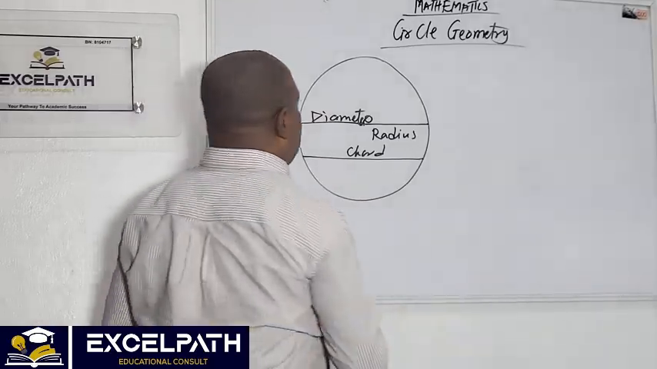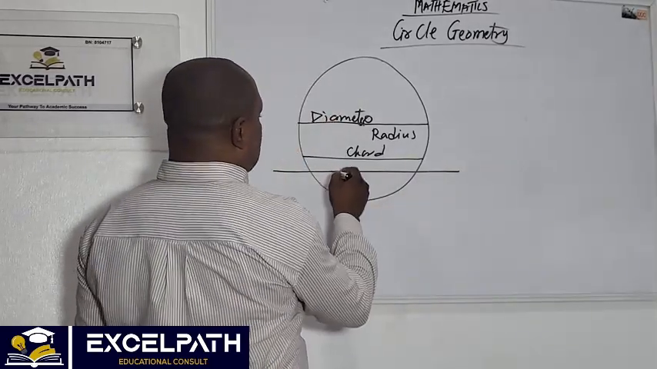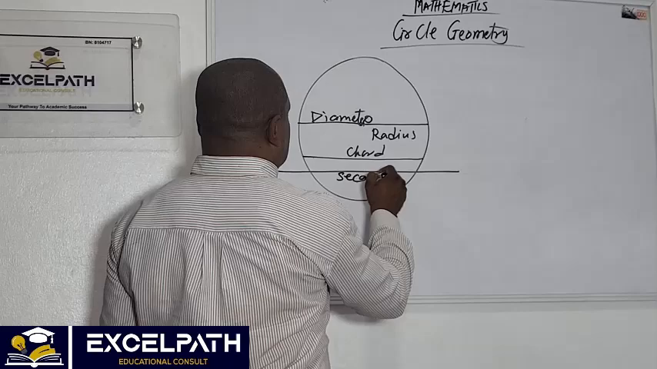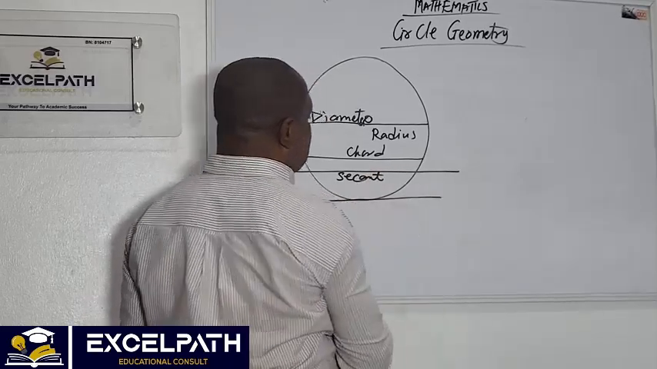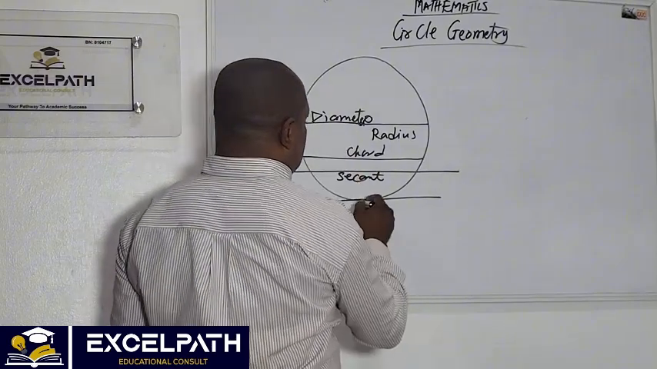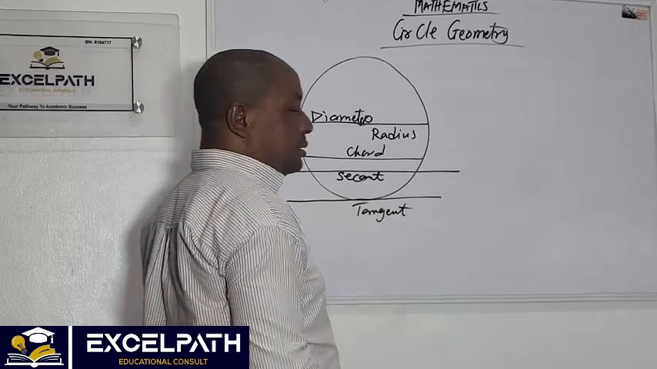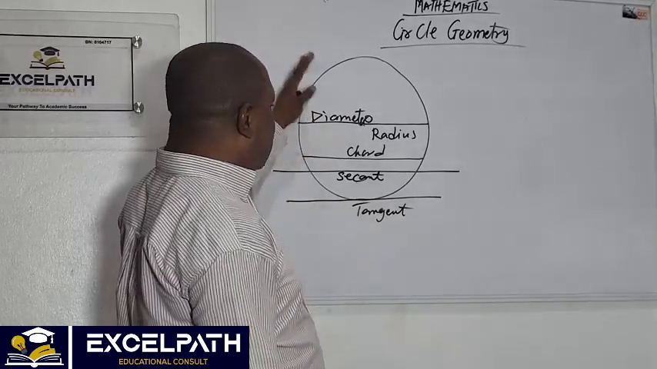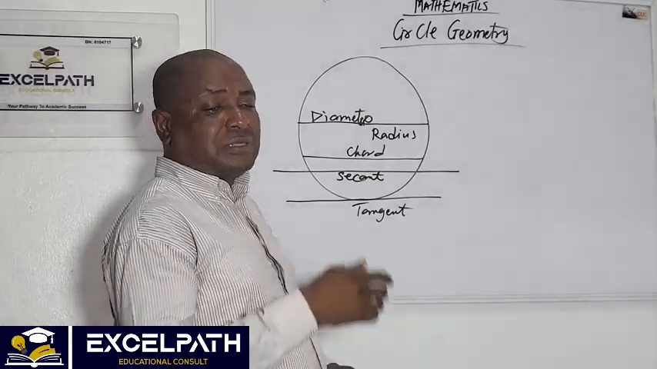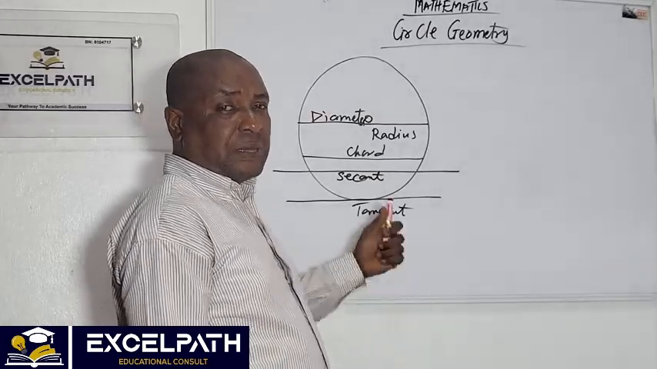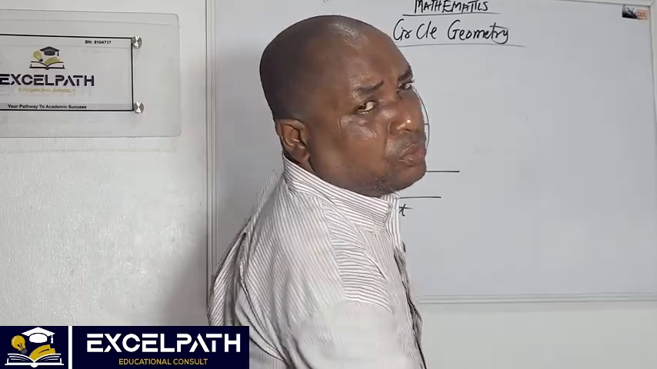Now, we have another line that is drawn across in that fashion. That is called a secant. And another one that is drawn at this point and touches the circumference at one point is called a tangent. Is that clear? Now, these are the lines we're going to be dealing with in this particular topic. So right now, without wasting much time, we're going to start with the theorems.